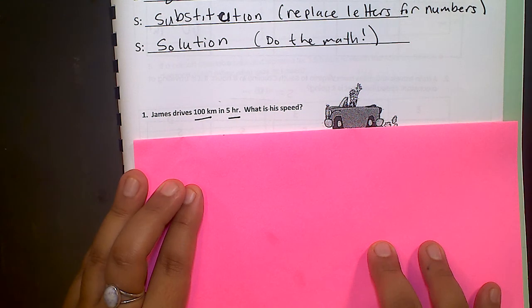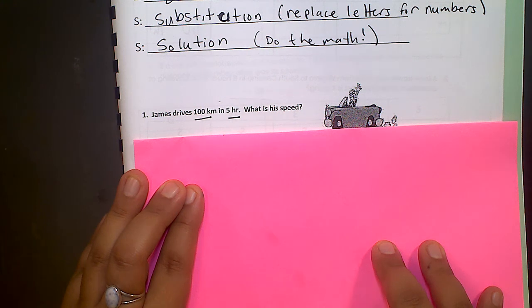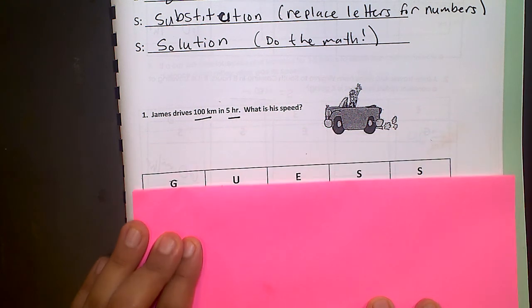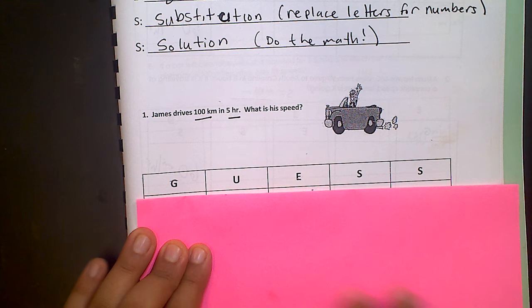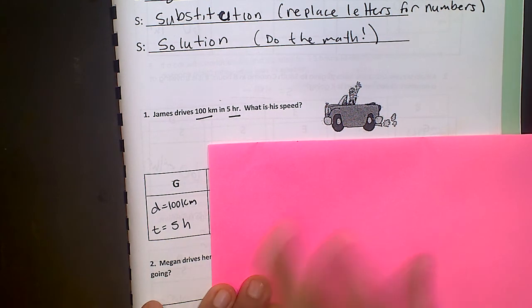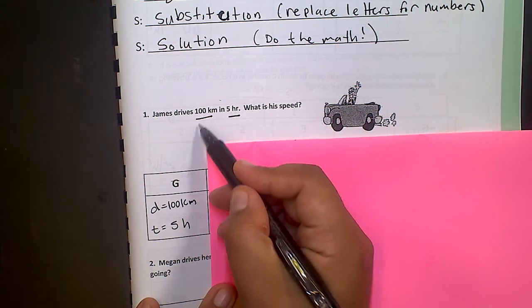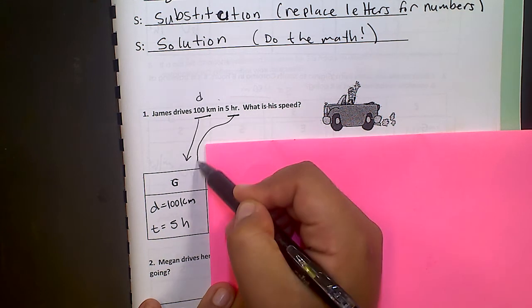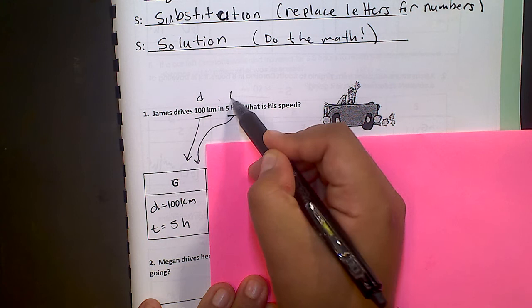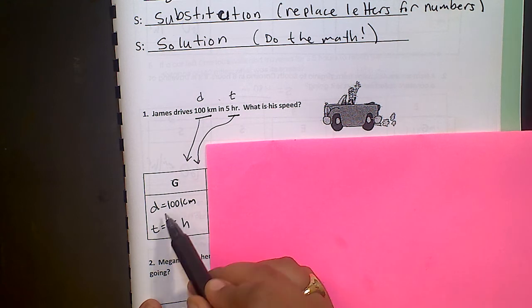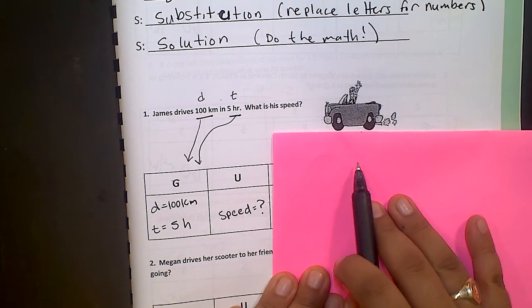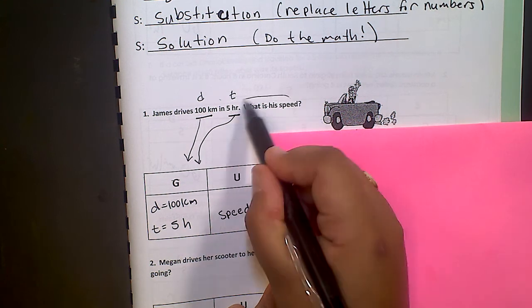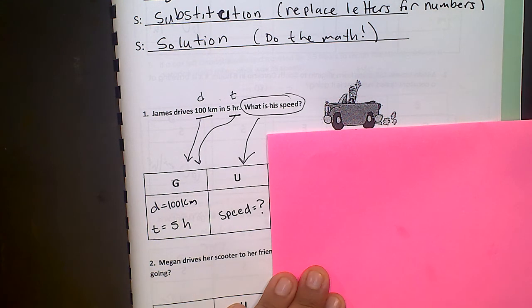All right, so our first problem is: James drives 100 kilometers in 5 hours. What is his speed? We're going to use our GUESS method to set up this problem. G is the given. I am given 100 kilometers, which is a distance, and I'm given 5 hours, which is a time. So I'm going to label what's given to me, distance and time. What do I want to know? I want to know what the speed is. So I'm being asked to find speed.